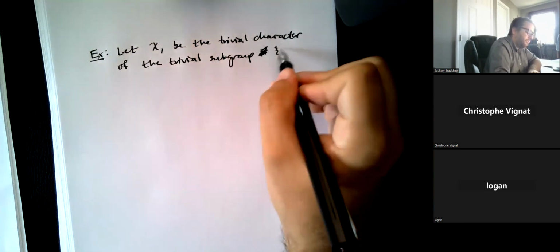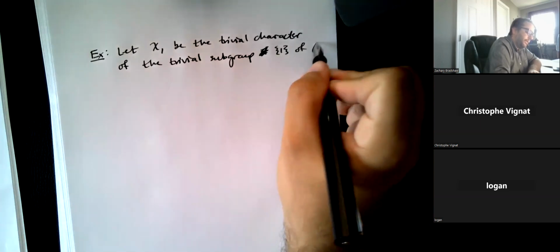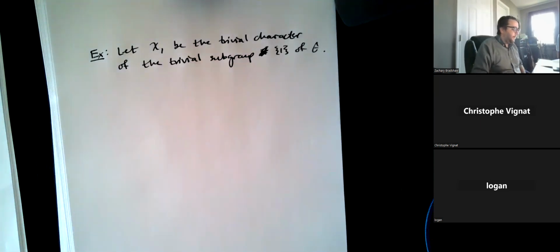Trivial subgroup 1 of the group G. Okay, so I need to unpack these words. Trivial. The trivial character is the character of the trivial representation, right? Which is the representation that sends everything to 1. And the trivial subgroup is just the subgroup with only the identity element in it.